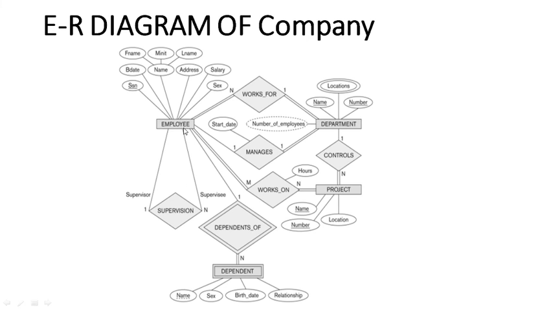Okay, next, n number of employees work on many projects. One employee has many dependents. One employee supervises n number of supervisees. See here, this works for, supervision, works on, controls are all the relationships that exist for a company. First you have to find out what are the entities and then the attributes of the entity, then find out the relationships among those entities and build an ER diagram.